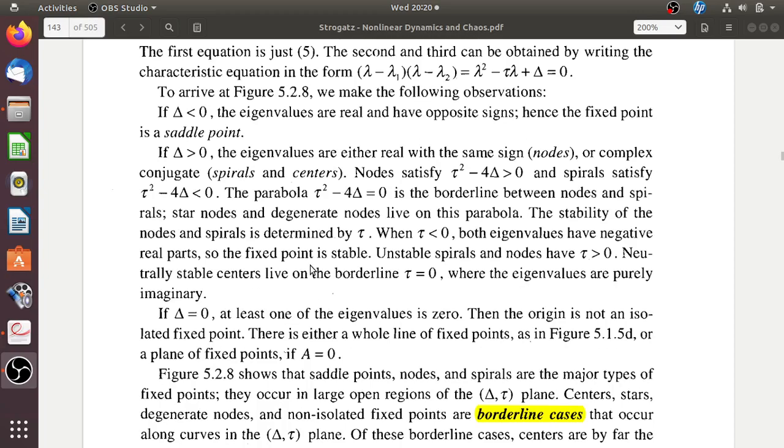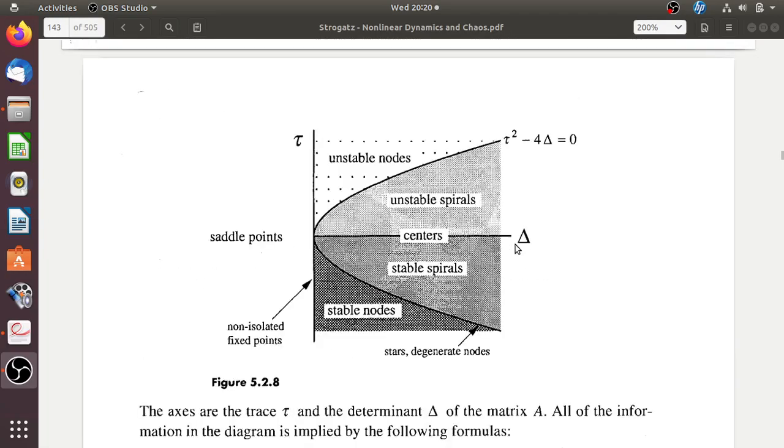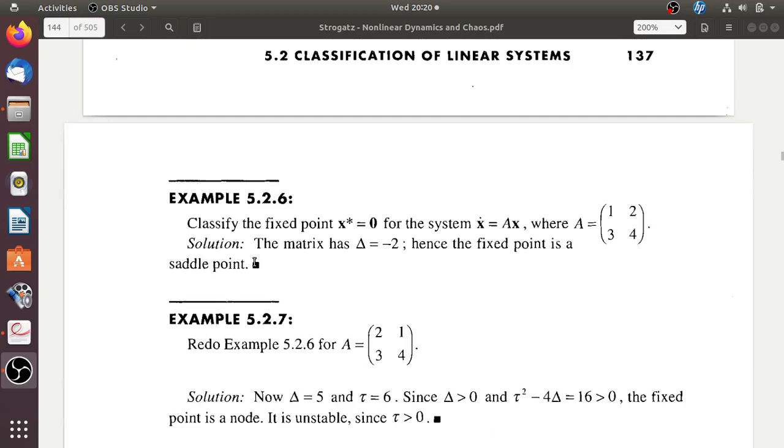Now we will see one example. This is the system where this is A, and for this A, it's a simple one. We need to classify the fixed point. Now we know the determinant is -2 and the trace is 5. The determinant is negative, so we don't have to worry about the trace. So it's a saddle point, a saddle node.